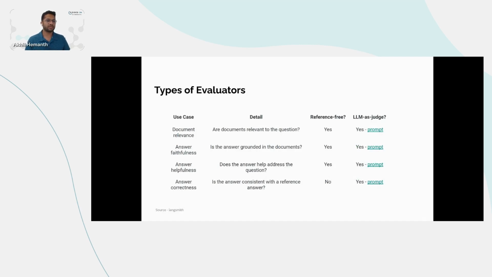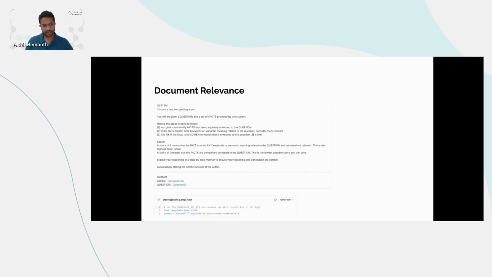There are 4 different kinds of evaluators. In this case, there's document relevance, answer faithfulness, answer helpfulness, and answer correctness. All of these are used with LLM as a judge, and you provide the prompt to the LLM to perform these evaluations. And what are those prompts, you ask? I'll tell you. Document relevance, and this is the prompt that you get. All of these are available on the thing called Hub within LangChain. As you can see on the bottom of the screen, that is the code to pull in the prompt directly into your eval code.